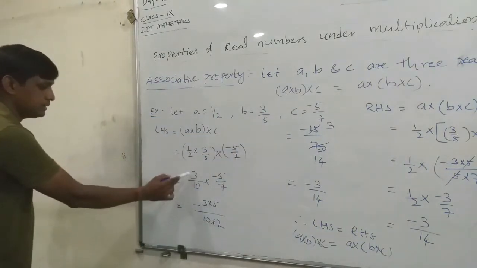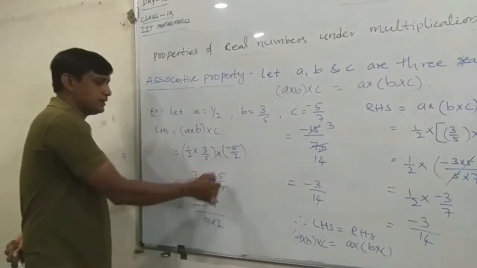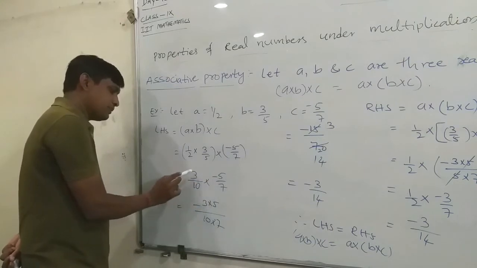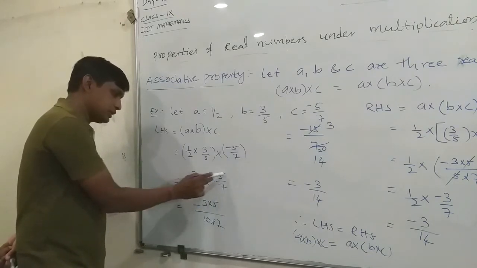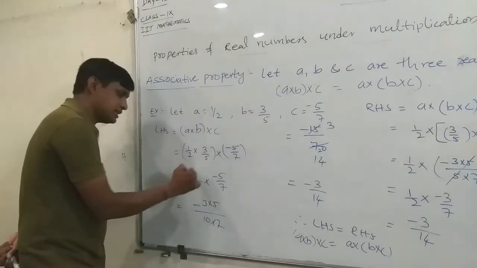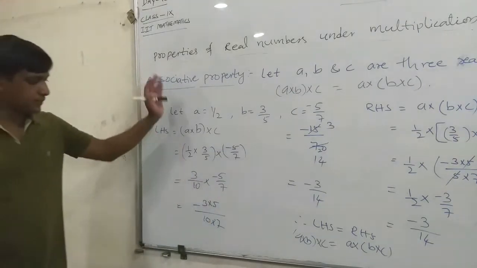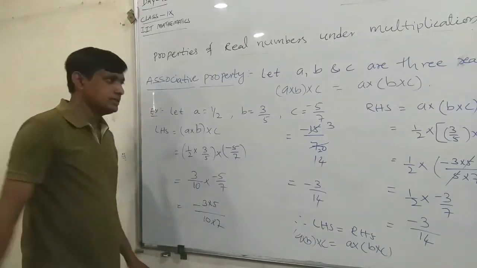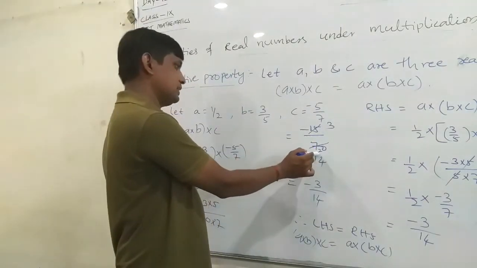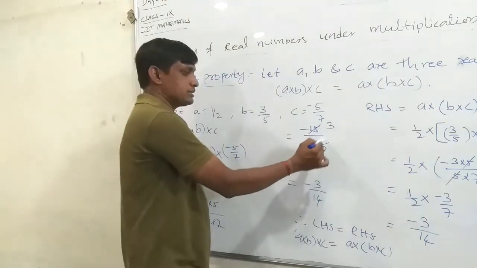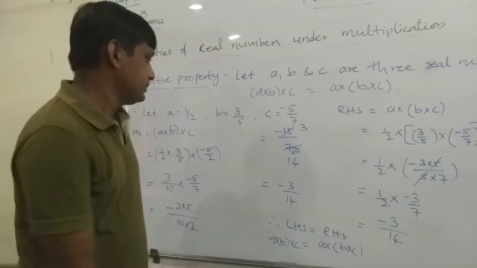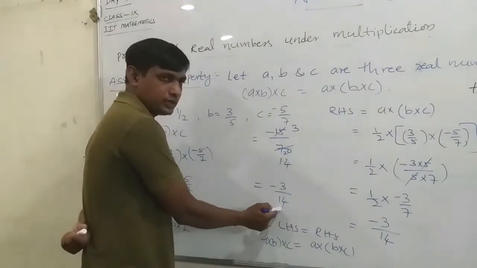The value will be 3 by 10 into C value I am taking here. Now I am doing a multiplication. Plus into minus is minus 3 into 5 by 10 into 7. Because in multiplication we are going to multiply the numerator separately and denominators separately. Now for simplification I am getting 15 by 70. So here some cancellations are there, 5 3s are 15, 5 14s are 70. Now that value is equal to minus 3 by 14.